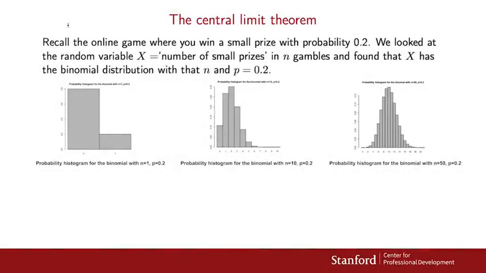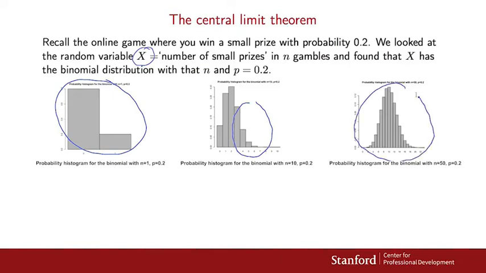Now let's go back to the online game, which we considered earlier, where you win a small prize with probability 0.2. We gamble n times and count the number of small prizes, and we called this a random variable x. At that time, we saw that x has a binomial distribution with n and p equals 0.2. Here are some probability histograms for that binomial distribution. If n equals 1, we see that it's very much a skewed histogram, and for n equals 10, it still has a long right tail. But for n equals 50, the whole thing looks pretty much like a normal curve.